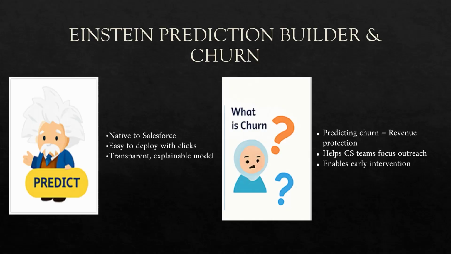But churn doesn't just affect revenue, it reduces upsell opportunities, impacts referrals, and can signal declining trust in your product. And here's the key, most churn is preventable. It doesn't happen overnight. The signs are there if you know where to look.